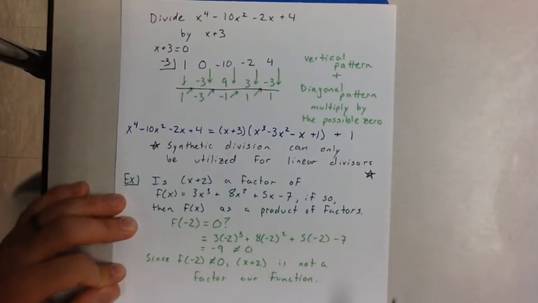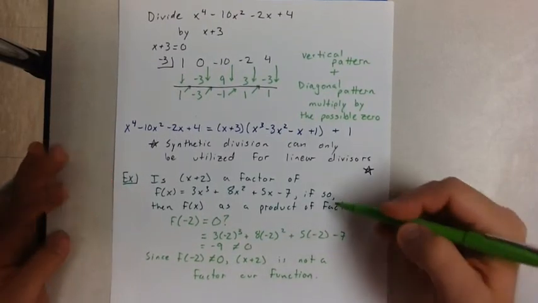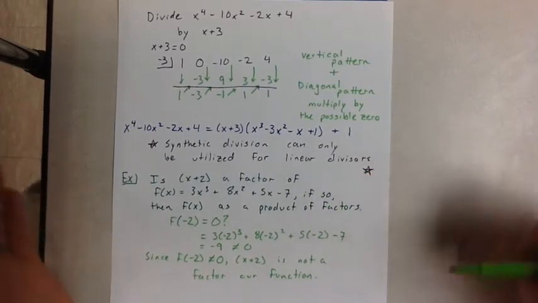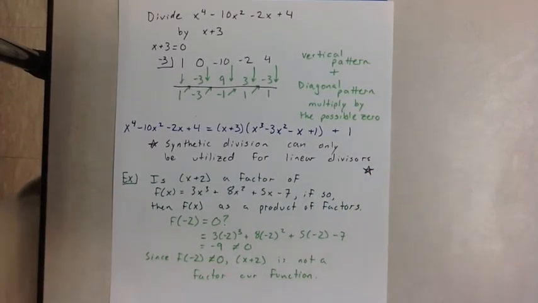And we just stop there, because if it's not a factor, then we can't write this as a product of factors. There would be a remainder involved, which is not what we exactly want.